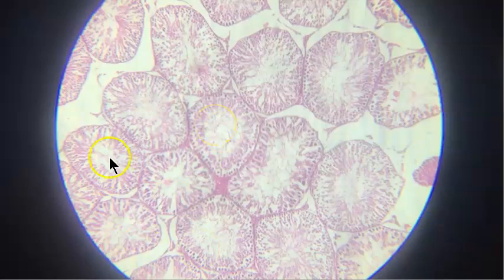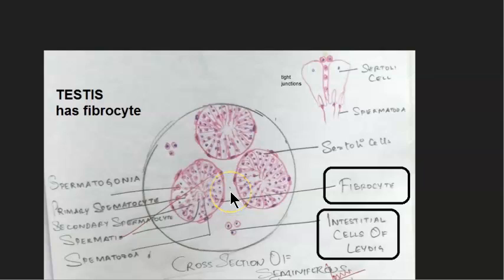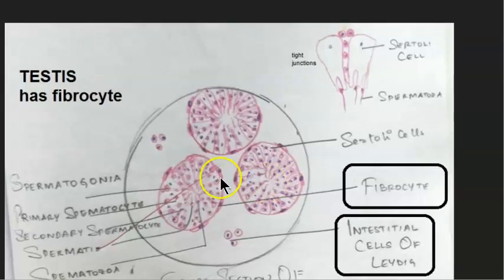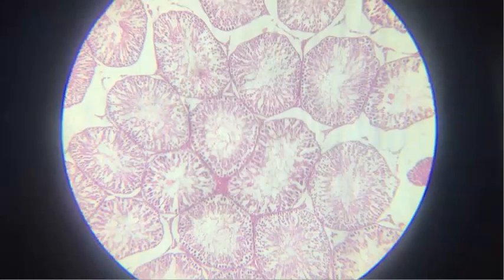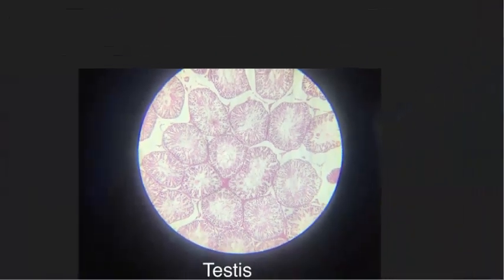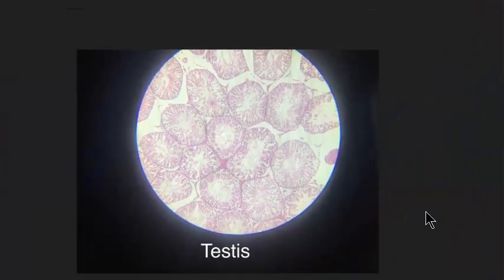Testis, very good. You can see the sperms, spermatids, right? Spermato, all those, right? Seminiferous tubules, correct? Cross section of seminiferous tubules. So you have Sertoli cells which are going to nurse the sperm, spermatogonia, primary spermatocyte, secondary spermatocyte, spermatid, spermatozoa. Done with testis. We are in T now, so let's finish off soon, don't worry.